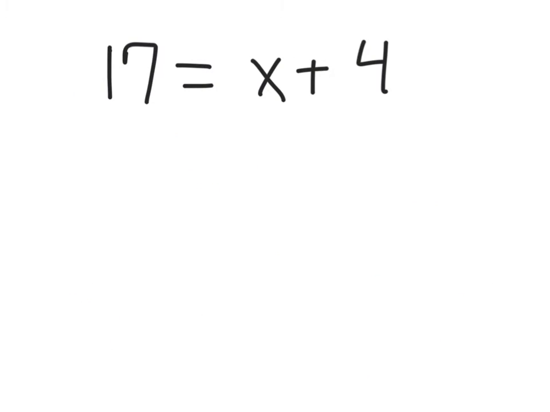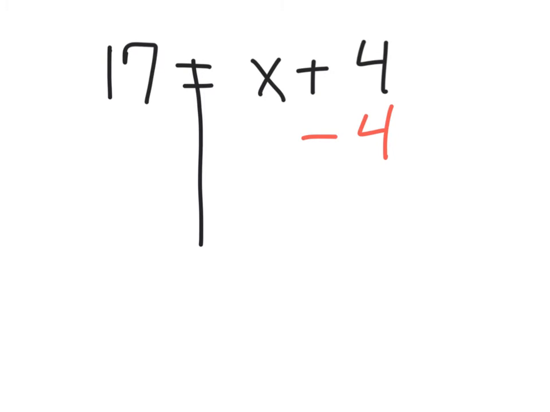Let's take a look at a similar example. 17 equals x plus 4. I need to first focus on the side that has the variable. So this is the side that has our variable, x plus 4. So my second step is to think the inverse. What is the inverse of plus 4? That's minus 4. So therefore now, I want to subtract 4 so I can get x by itself. I want to isolate it.